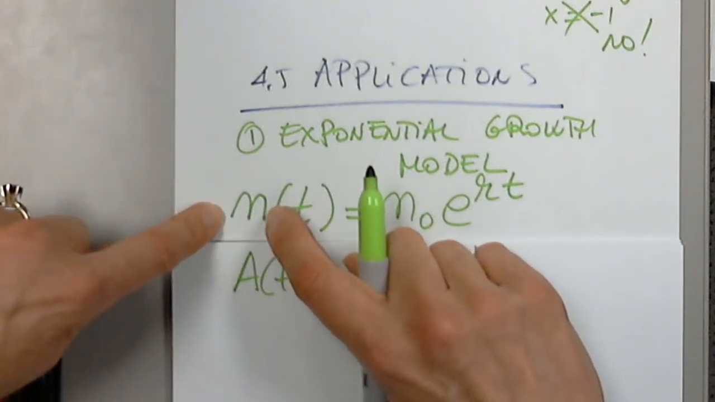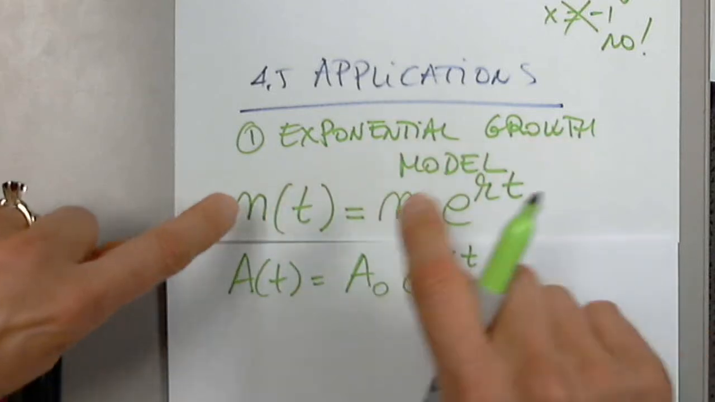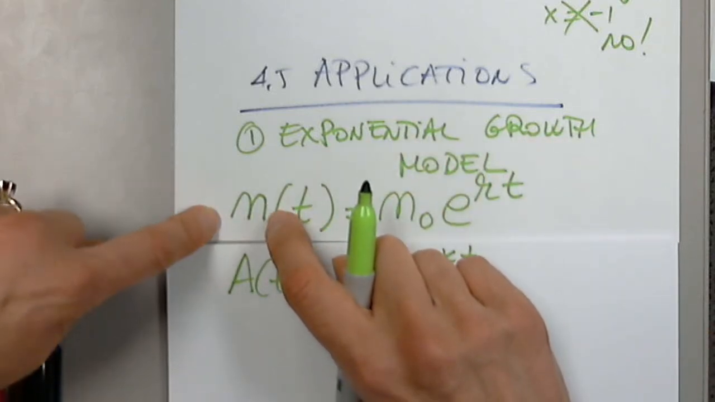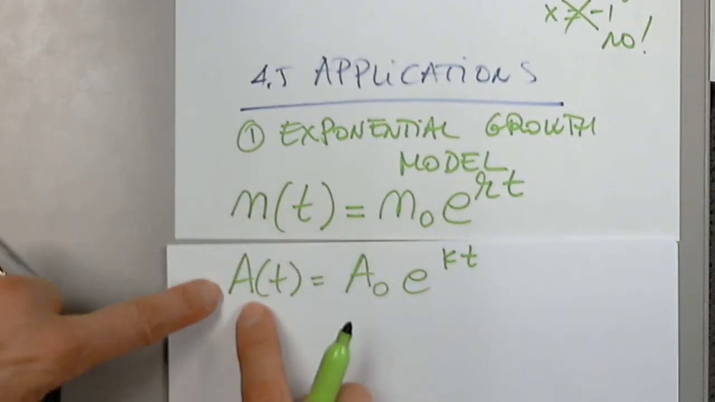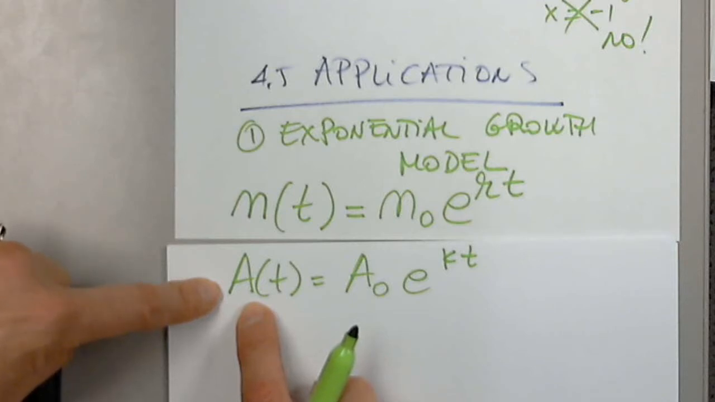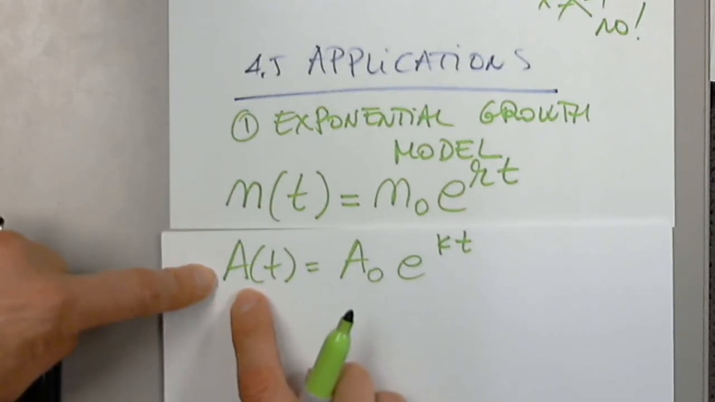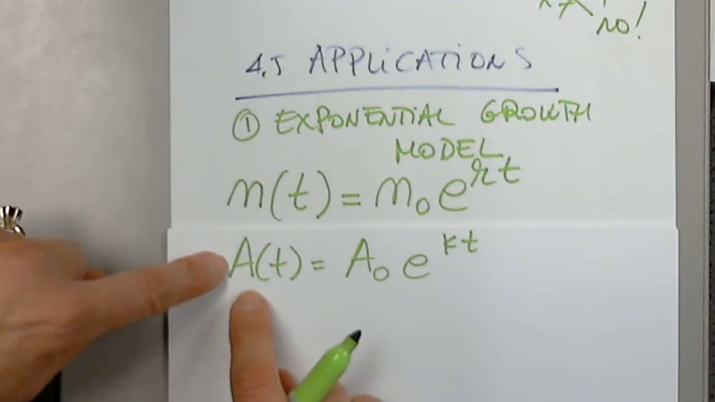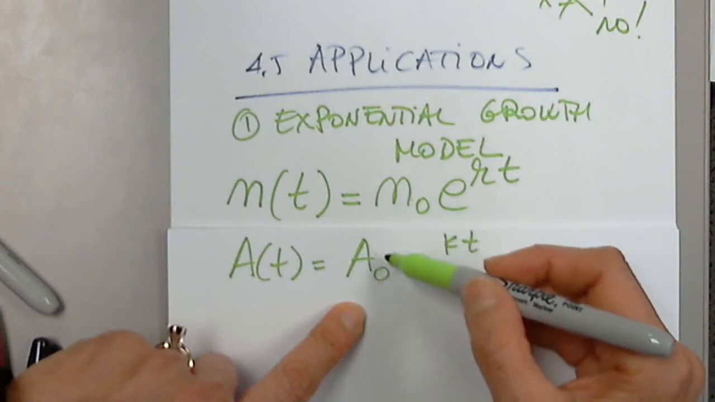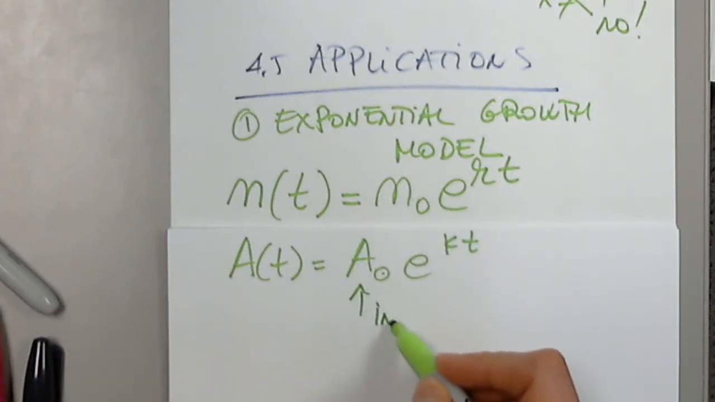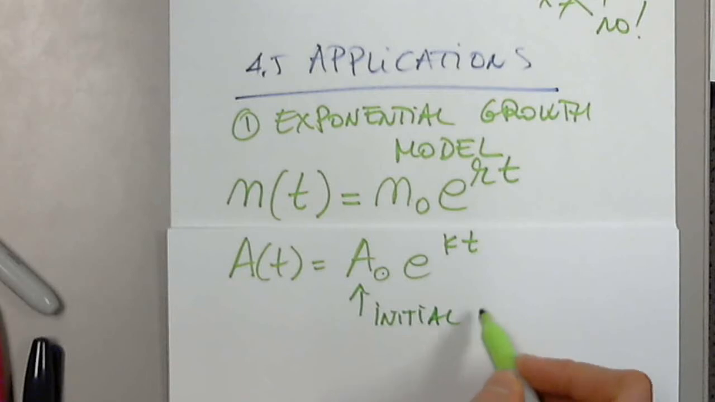So the number of bacteria grow exponentially. The number of people, the number of fish in the pond, the number of bats, mice, rabbits, or the value, the accumulated value. I don't know why we would use A, but that's what they use. These are the initial values, the initial population: initial number of bacteria, initial number of fish, initial number of mice, initial number of people in a city.